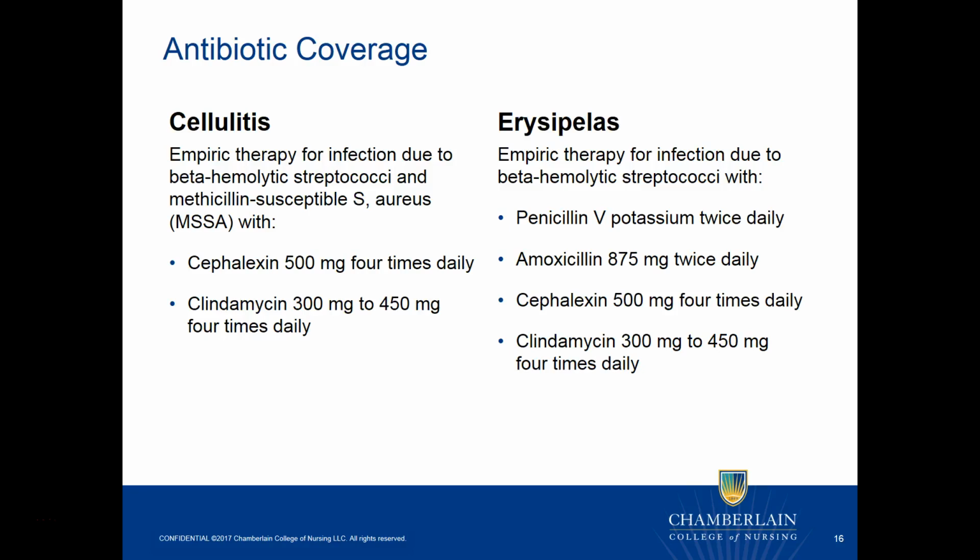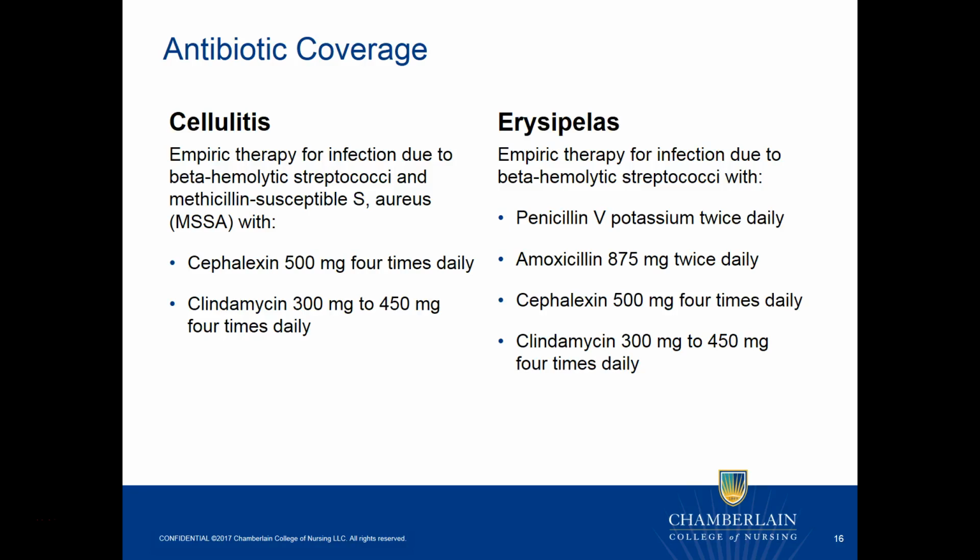Patients with erysipelas should be managed with empirical therapy for infection due to beta-hemolytic streptococci, with penicillin V potassium 500 mg orally every 6 hours, or amoxicillin 875 mg twice a day, or cephalexin 500 mg 4 times daily. This is the alternative for mild penicillin allergy. And for severe penicillin allergy, the alternative is clindamycin 300 mg to 400 mg 4 times daily.